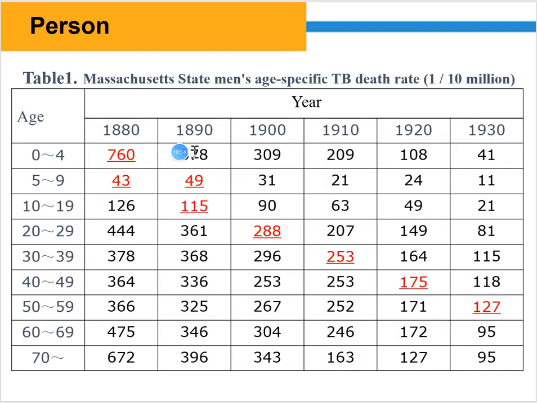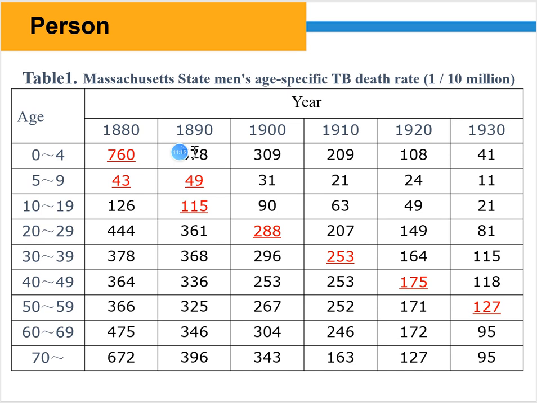Table 1 is Massachusetts state men's age-specific tuberculosis death rate in 1880, 1890, 1900, 1910, 1920, and 1930 in different age groups.